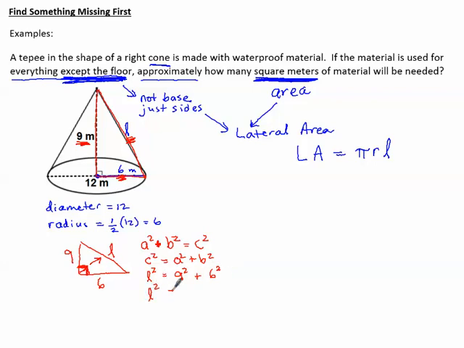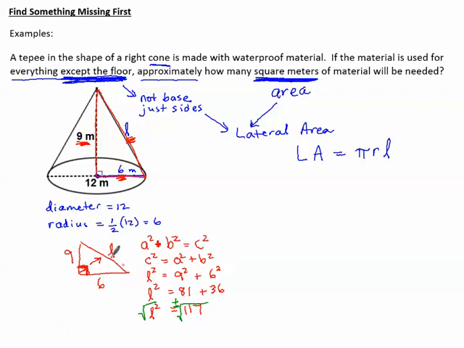So L squared equals 81 plus 36. Therefore, L squared equals 117. And when I try to solve for L by taking the square root of both sides, I remember that it could be positive or negative of the square root of 117.